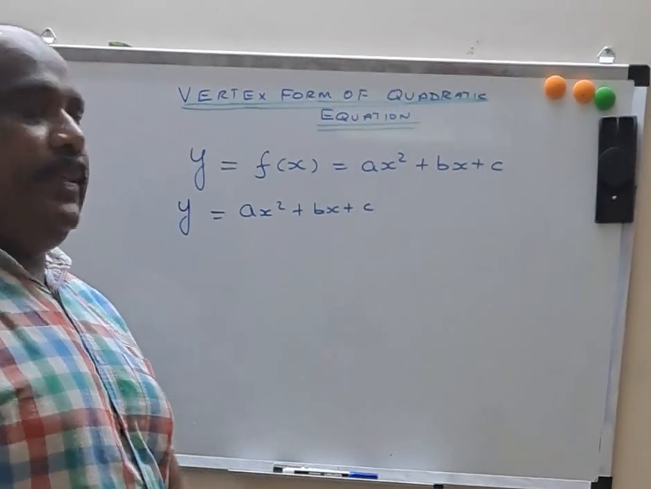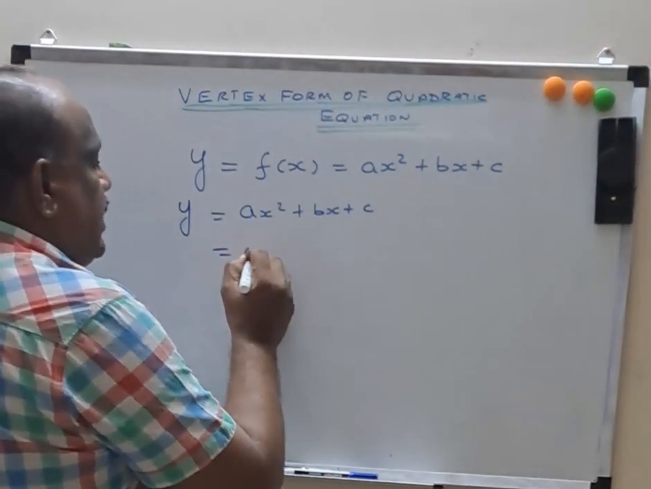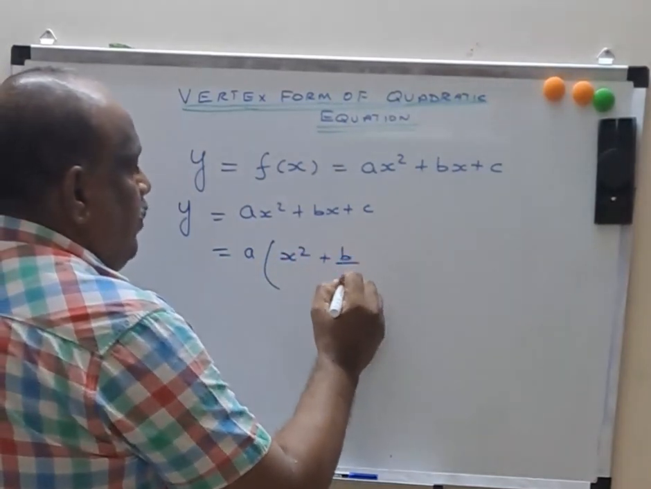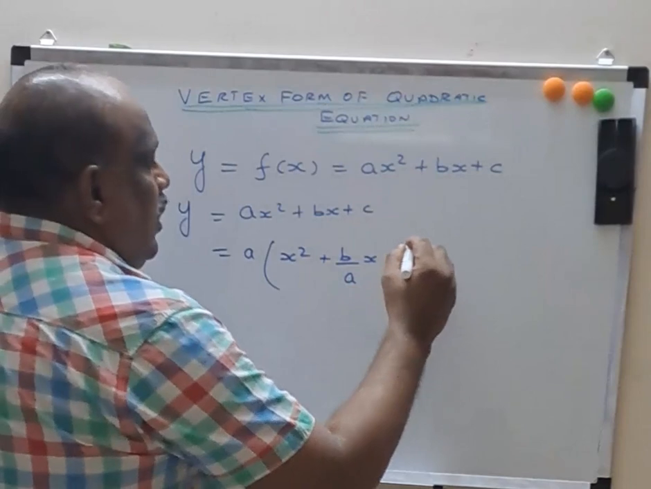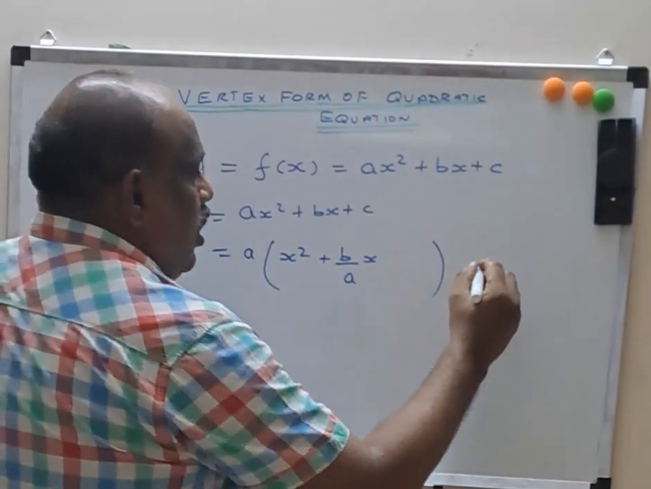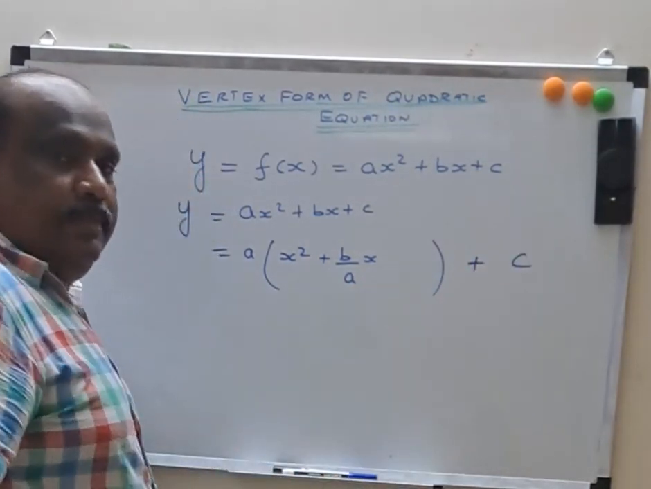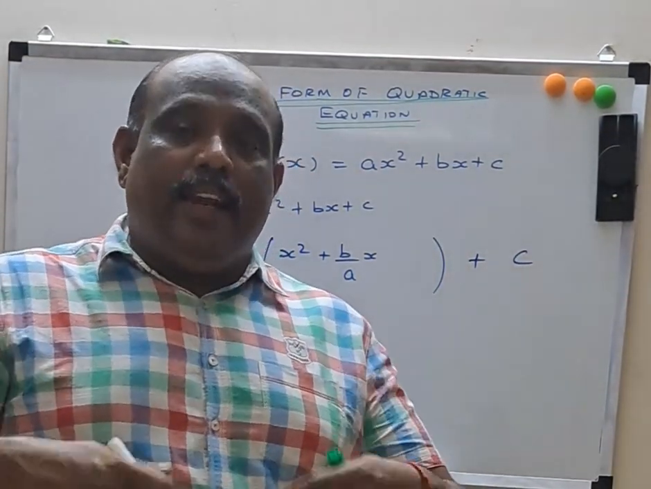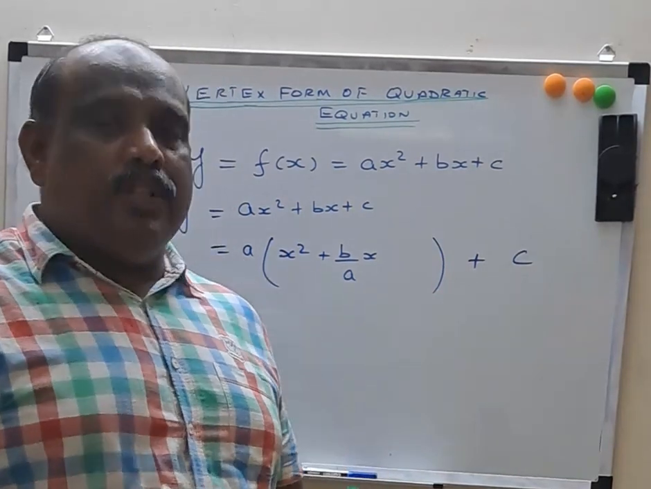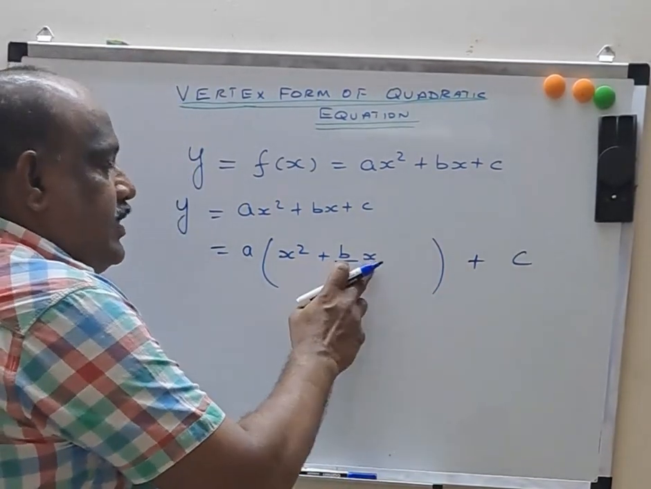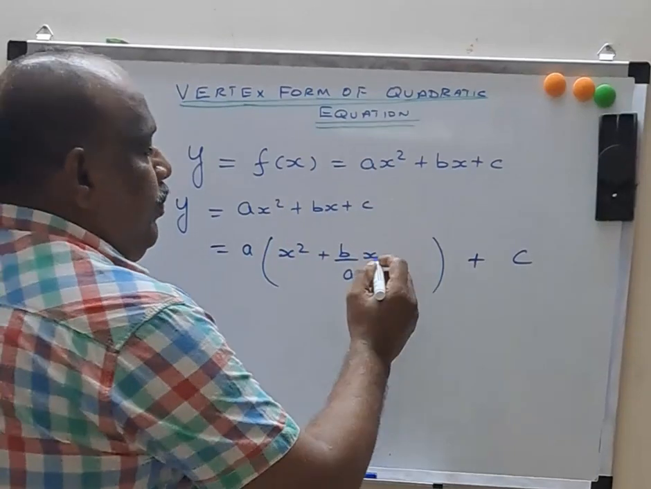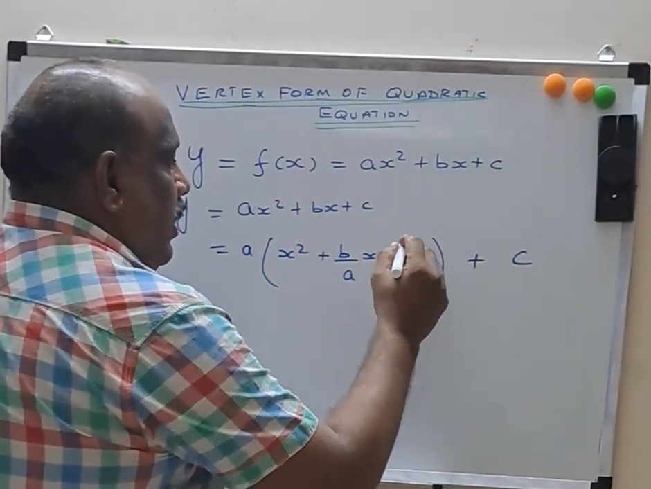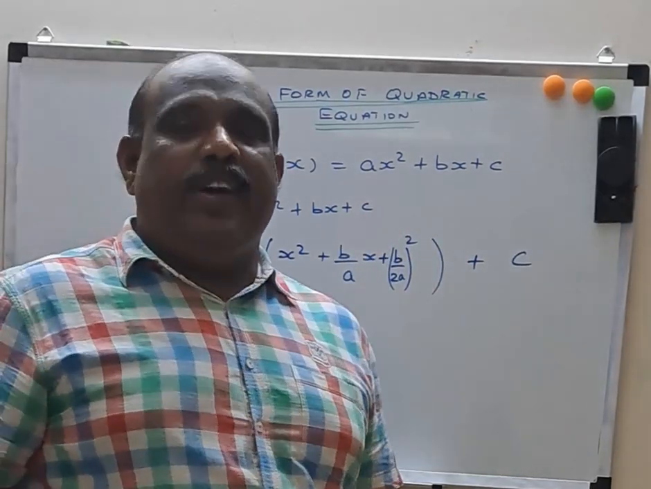Then how to proceed? You take a as common between the first two terms. So a into x squared plus b by a into x. Don't worry about the last term. As we did previously for finding the roots of the quadratic equation, here also you divide the coefficient of x by 2. So what is the coefficient of x? b by a. Divide by 2, so it becomes b by 2a. You also square it. You know the reason why we are squaring.